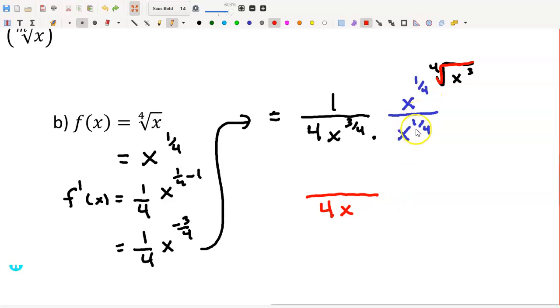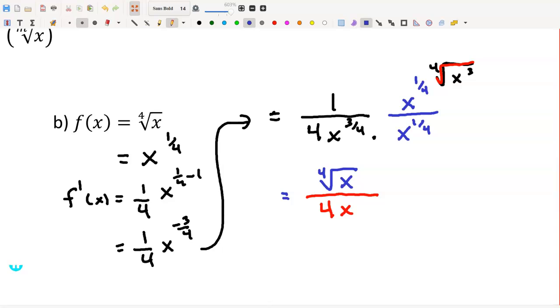And on the top, we just have x to the 1/4, which is the same as the 4th root of x, like so. So that would be our most simplified answer right there. As long as you know why I chose 1/4, you'll be good to go. Otherwise, it can get a little confusing.